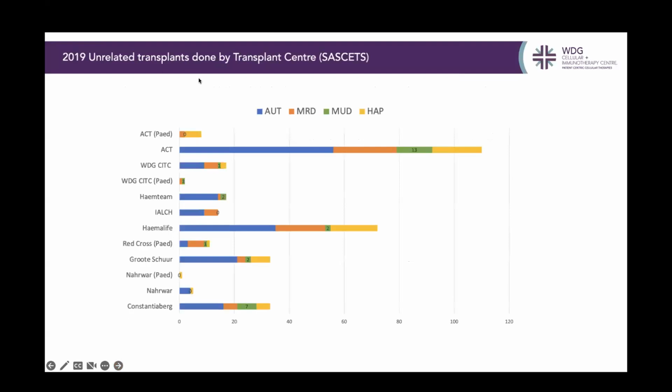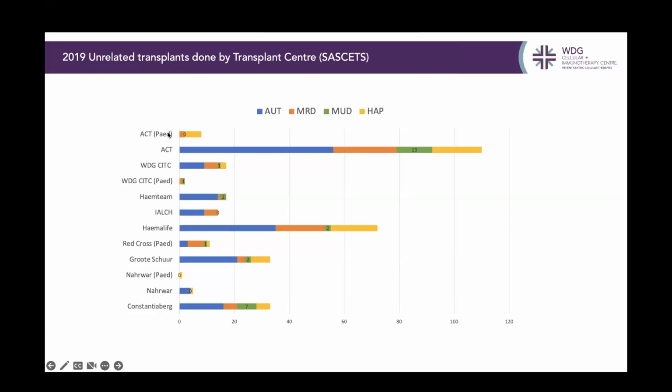Now, if we look at the local data, this is from CAFID. These are all the different types of transplants. It's autologous, match-related, match-unrelated, and haplo in 2019. You can look at the different centers. The only 2 centers that are not part of this representation here are Prof. Reinders and Professor Mignowitsky.